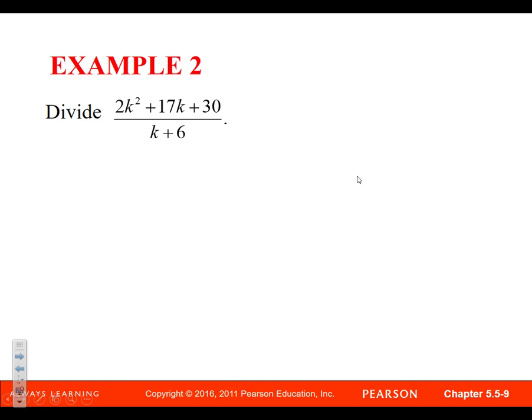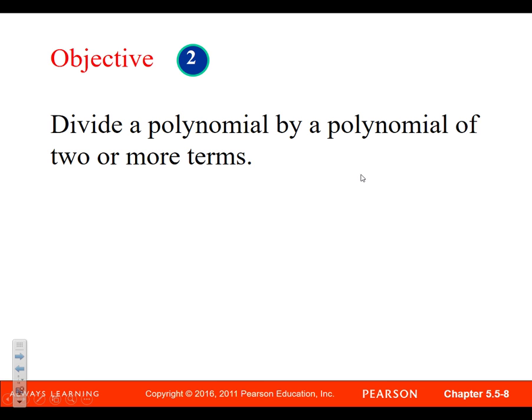Yeah. It's just a polynomial by a polynomial.